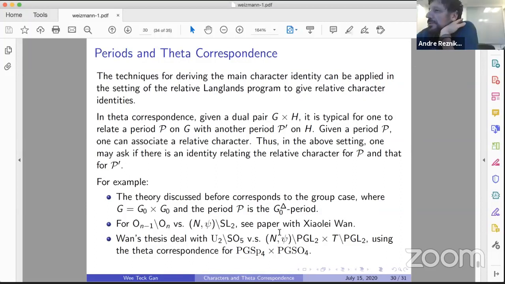But do you have formulas produced that way which will relate a sum of periods of some representation to a sum of periods on the other thing?